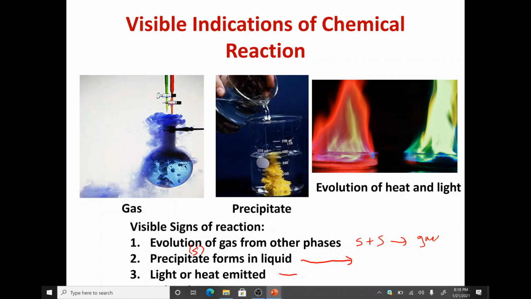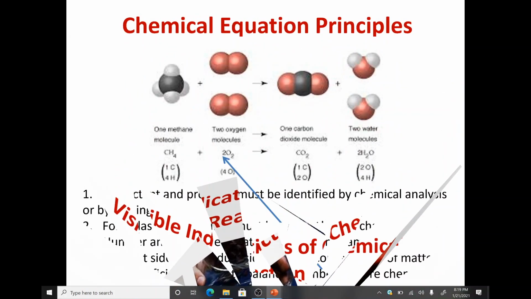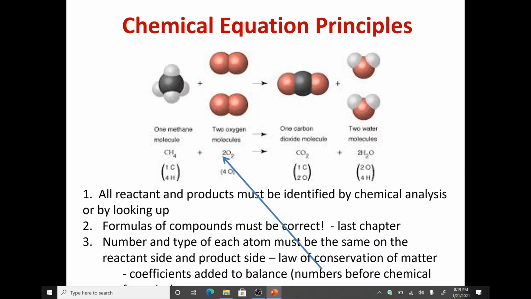Then you can also look for energy. Sometimes energy is given up by reactions, and sometimes they cool down because they absorb energy. So heat or cold can signal a reaction happening. All right, so when you write these out, you have to make sure you have the right formulas. That's last chapter. You've got to know the formulas, otherwise we can't balance the reactions. So the formulas must be correct, and the number and type of each atom must be the same on the reactant and product sides. This is called the law of conservation of matter, and that's what we're concerned with today.